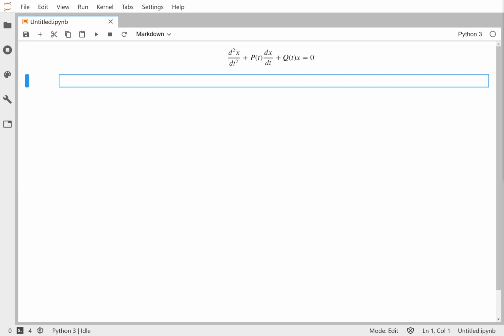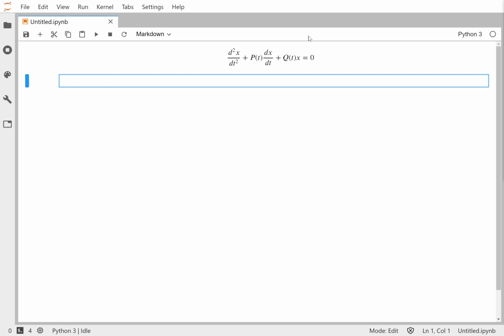Hey there, in this video I want to talk about how we can use the shooting method to find eigenvalues for differential equations, specifically for differential equations that are linear and homogeneous. So I've typed up an example of such an equation.